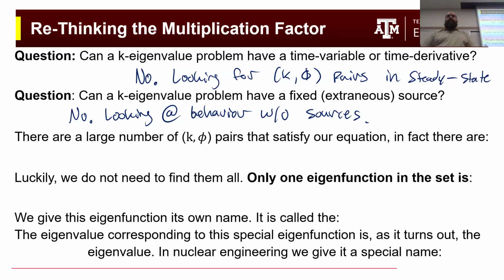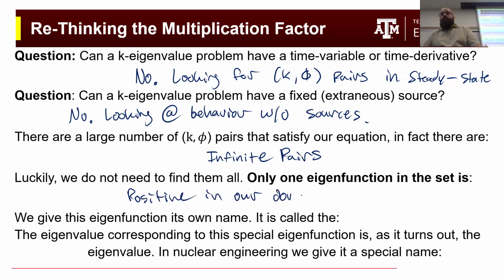Technically, there are an infinite number of k-phi pairs. There's an infinite number of pairs of k and phis that could satisfy that equation, but only one of them is going to meet all of the conditions of our reactor, like matching our physical realizability. Only one eigenfunction is going to be always positive in our domain. So we're in luck because we don't actually have to solve every single k-phi pair. We only have to find the one that's positive in our domain.